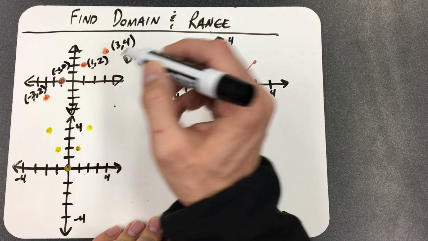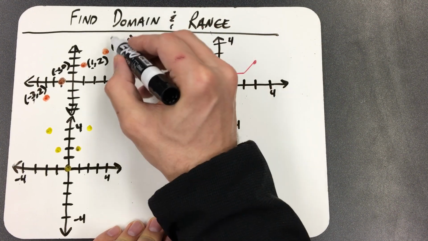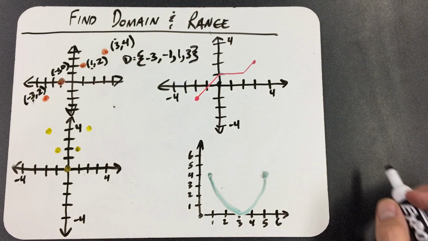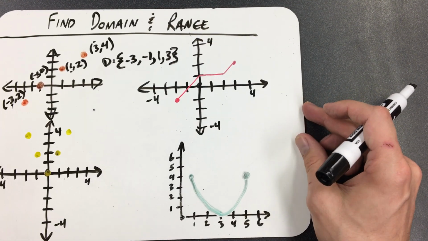And then the next one is +1. And then the last point has an x coordinate of +3. And that's it. That's the domain. You just list all of the x coordinates in a list like that. That's not too bad, is it?